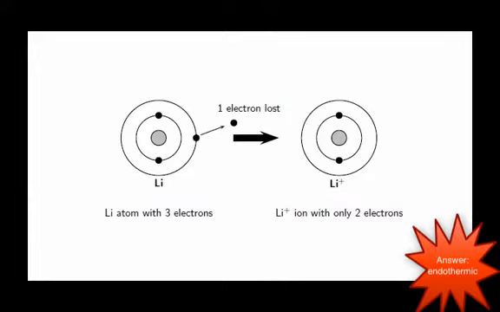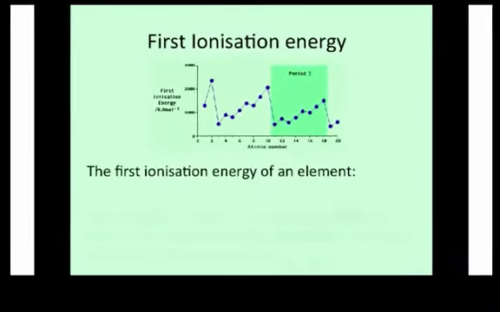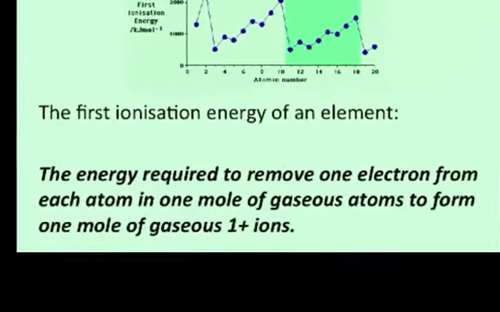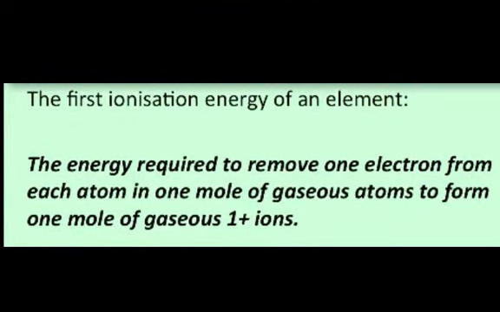a formal definition. The first ionisation energy of an element is the energy required to remove one electron from each atom in 1 mole of gaseous atoms to form 1 mole of gaseous 1+ ions.